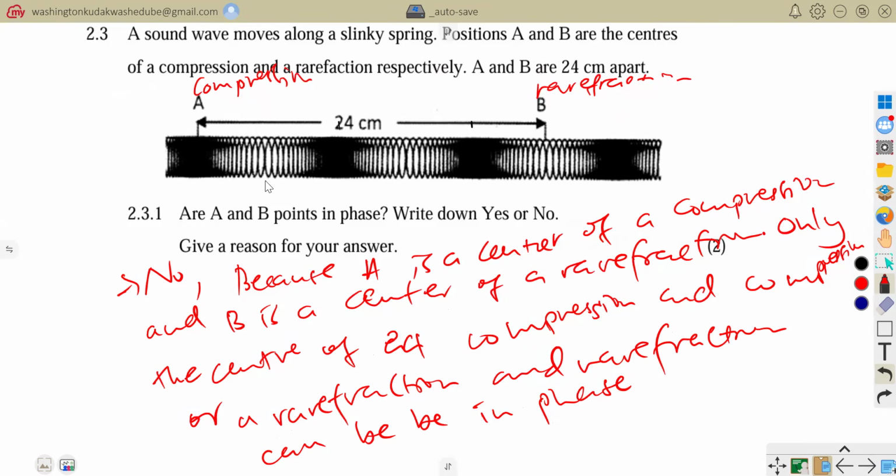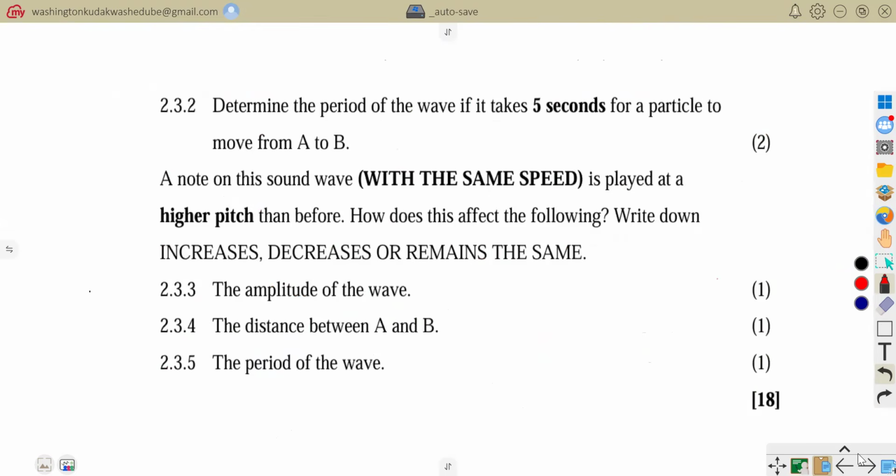That no, points A and B are not in phase. Why? Because A is the center of a compression and this one of a rarefaction. Only the two centers of two successive or consecutive compressions can be in phase. Now let's hear what the next question is saying. They are now saying, determine the period of the wave if it takes 5 seconds for a particle to move from point A to point B.